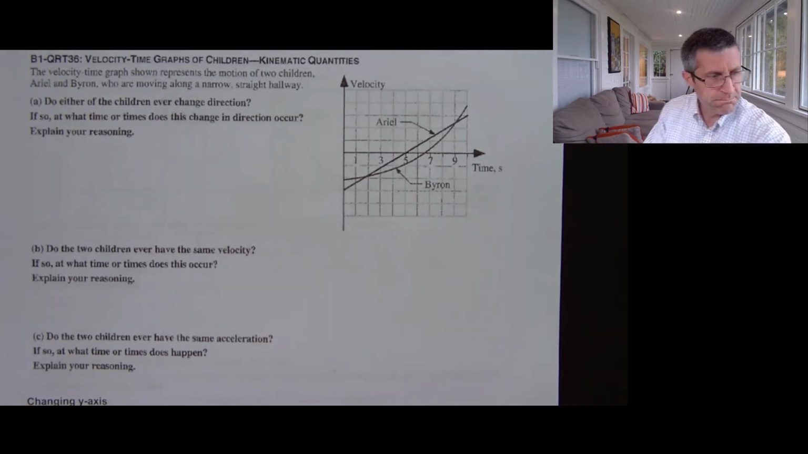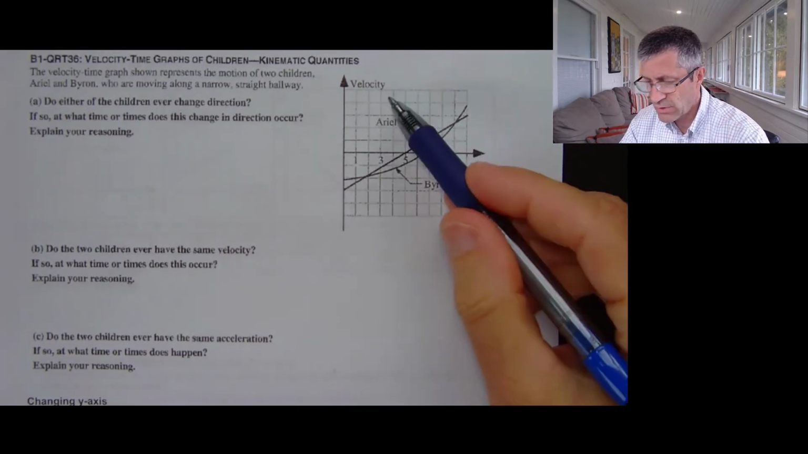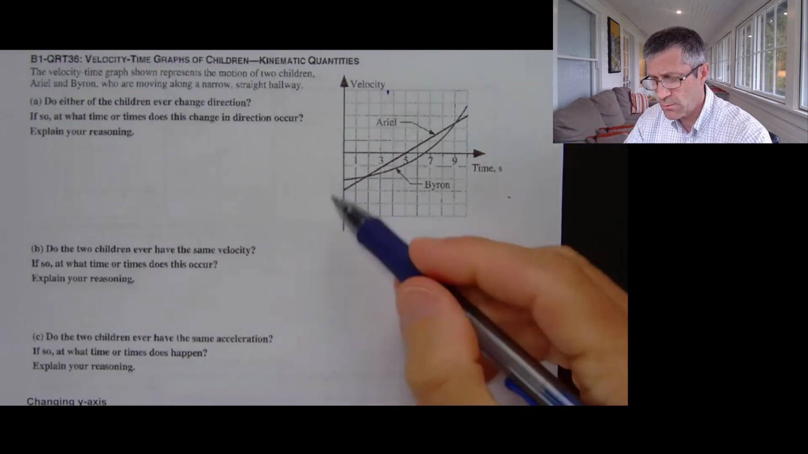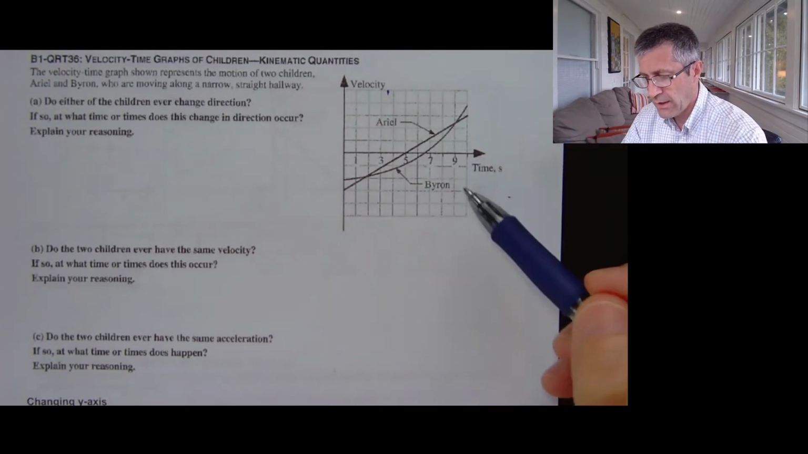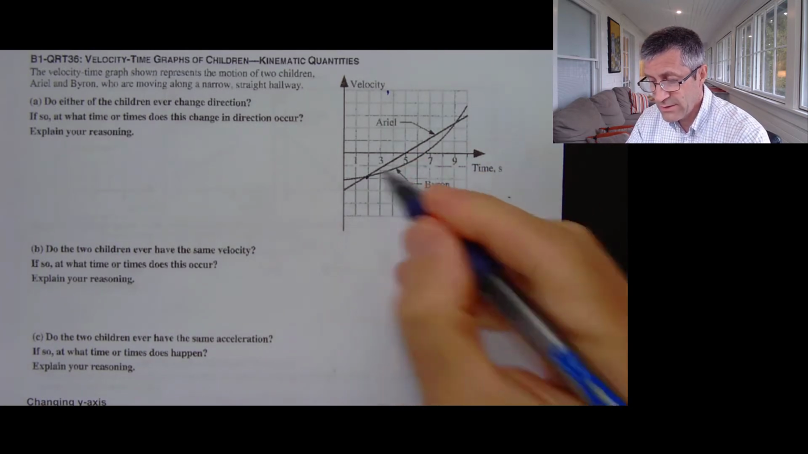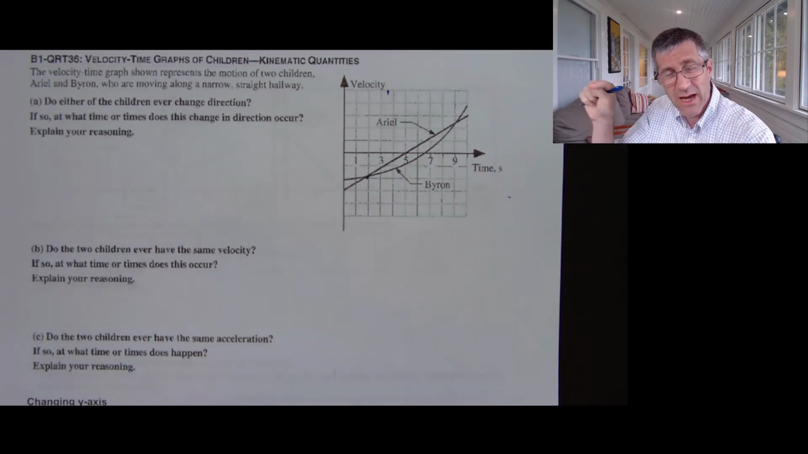Graph number 2. Let's see what we got here. Now I'm looking at velocity versus time. So I'm going to think about my 2 things. What does the slope tell me? The slope is going to tell me acceleration. And the area under the curve is going to tell me displacement. So I want to be careful about this. When the points cross here, this means that at the same time they have the same velocity.